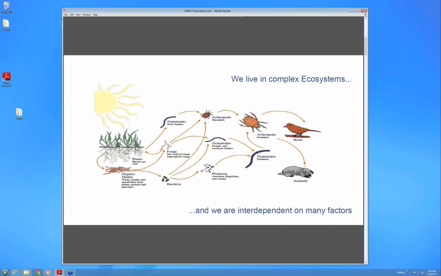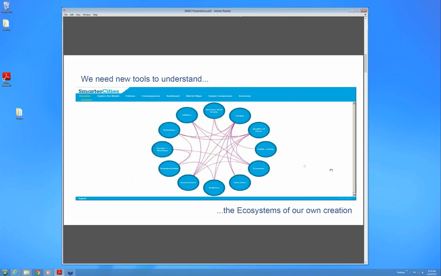It's an idea that really is only 30 or 40 years old, and that we're all becoming increasingly aware of as we experience global warming and the impacts on our environment and the non-predictable impacts around the world. And we believe very strongly that we need new tools to understand the ecosystems, not only of the natural environment, but also of our own creation.